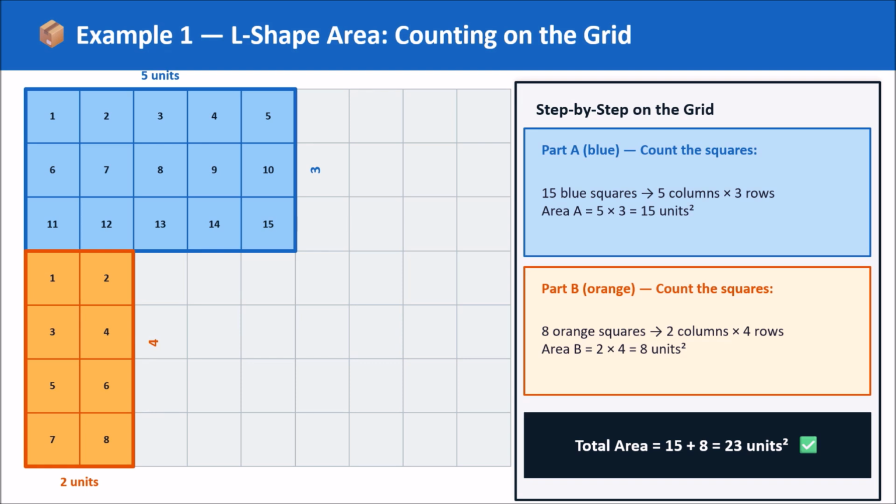Part B, the orange rectangle. Count the orange squares. It is counting up to 8. That's 2 columns and 4 rows. So the area of B, the orange rectangle, is 2 times 4 equals 8 square units. And finally, add them. The total area is 15 plus 8, which gives you 23 square units.